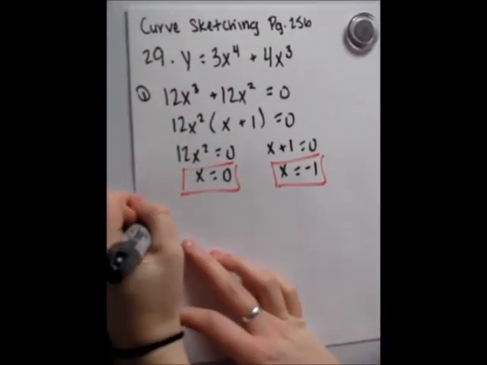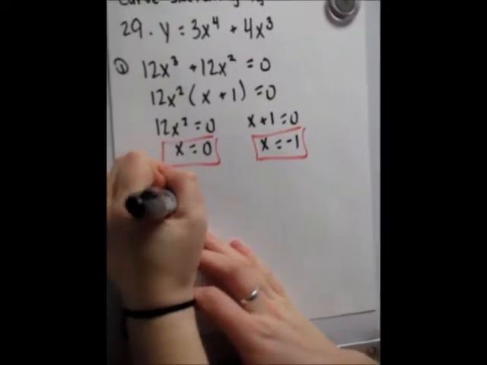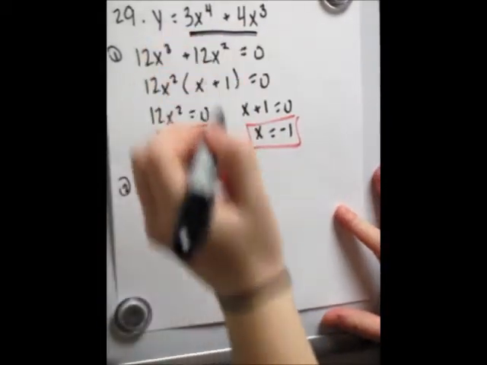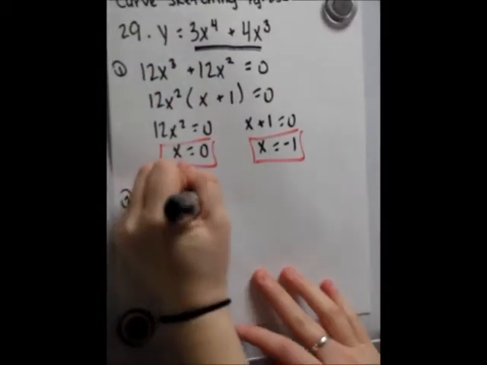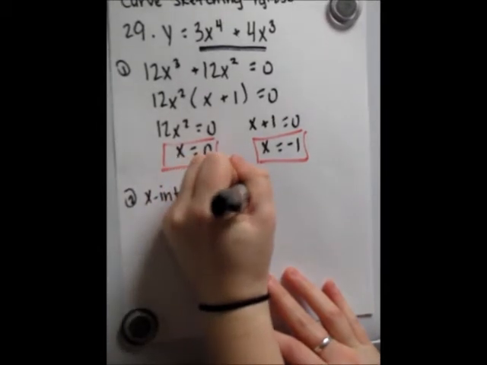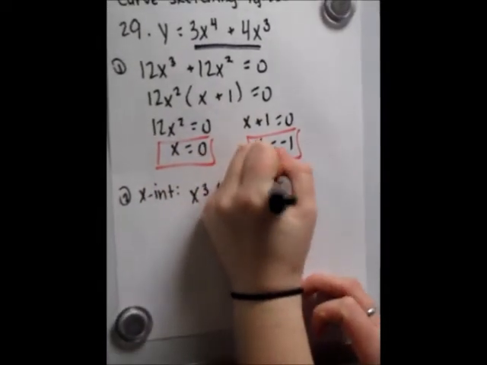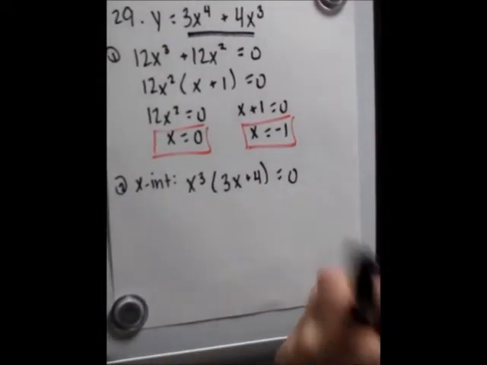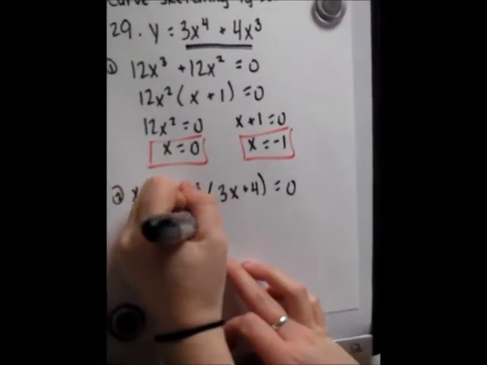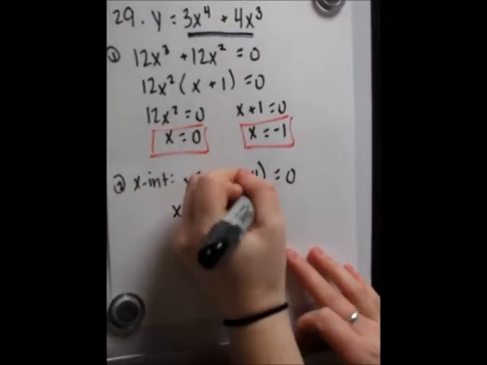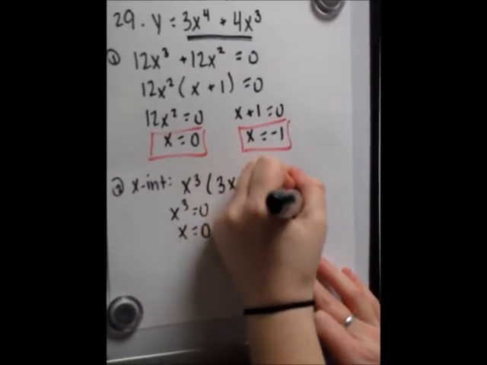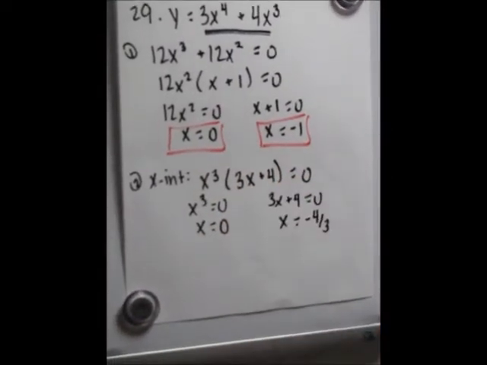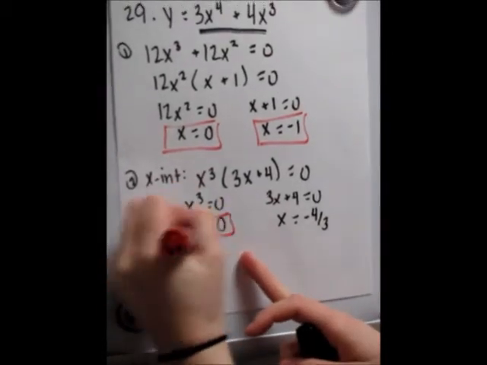Our second step will be to find the x-intercept. What we're going to do is factor out from the original equation. So we'll get x cubed multiplied by 3x plus 4 equals 0. Now again, we're just going to set each of these equal to 0. So x cubed equals 0 will make x equals 0, and 3x plus 4 equals 0 will be x equals negative 4/3. Now I'm going to circle these in red too, because we're going to need them later.